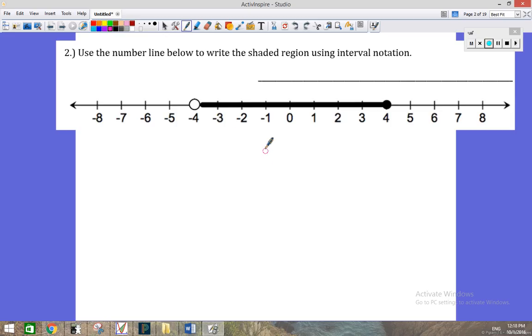In problem number 2, they give us the graph and ask us to write the set, but they ask us to write the set in interval notation. In interval notation, it's always the smaller number, comma, the larger number. -4 is one endpoint. But since that's a hollow dot, we do not include -4, so that is a parenthesis. We sometimes say open parenthesis. Then the larger number is 4, and since that's a solid dot, we include it.